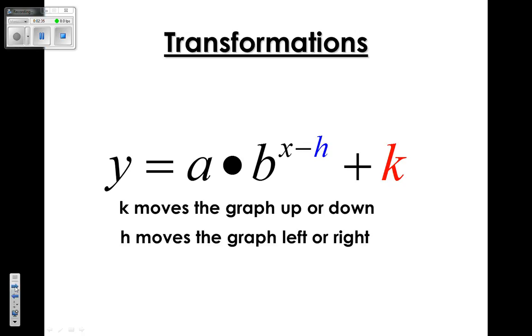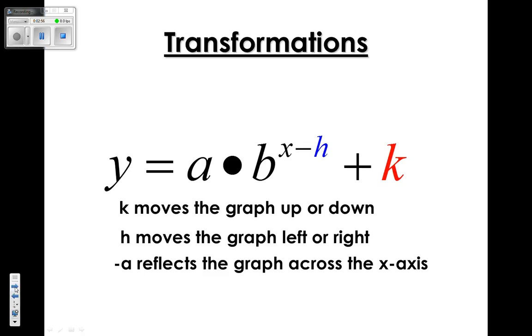H moves it right or left. And that's the opposite of what you think because it says x minus h. So if it's x minus 4, it's going to go which way? To the right. And if it's x plus 1, it would move to the left. That was a little confusing for y'all with parabolas. If A is negative, a negative A reflects the graph across the x-axis.